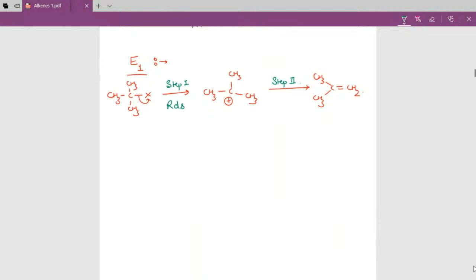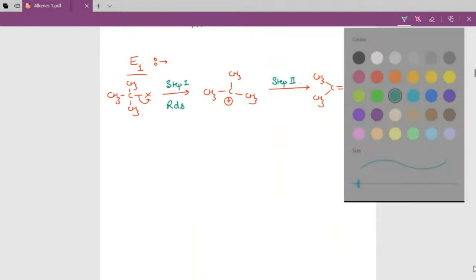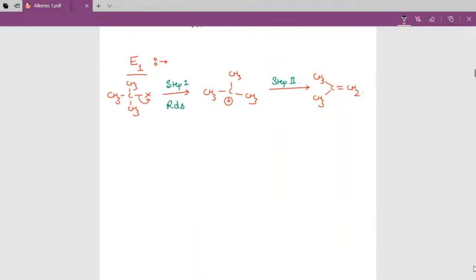As in a multi-step reaction, we know that the rate is controlled by the RDS. So I can write the rate equation for this reaction as rate constant into concentration of Me3CX, or any substrate that you take in a given reaction condition and is showing E1 reaction. Now see here, when H plus leaves, definitely there must have been some reagent which is supporting removal of this H plus, but it is not part of our rate equation.